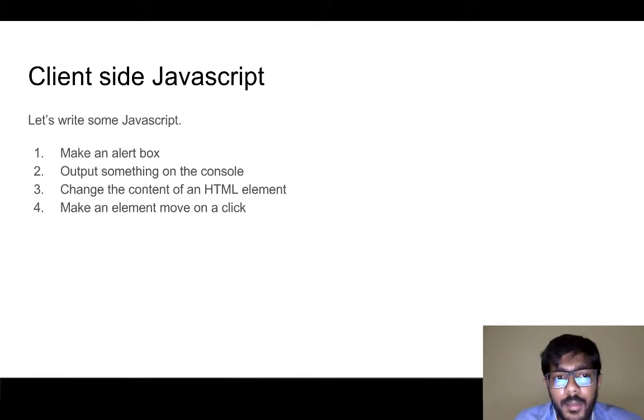So now let's try to write some JavaScript and see what kind of things we can do with JavaScript. We're going to try to do 4 interesting exercises. One, we'll make an alert box, which we've actually already done. We'll output something on the console, which is also something that we've already done. We'll change the content of an HTML element, which is something we're going to do. And we're going to make an element move if we click on the element.